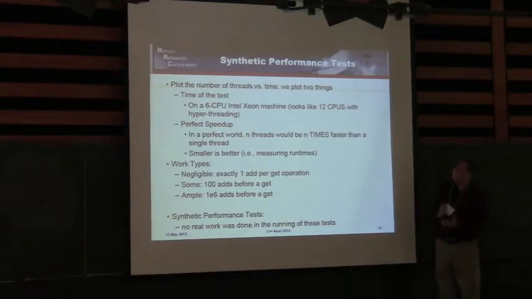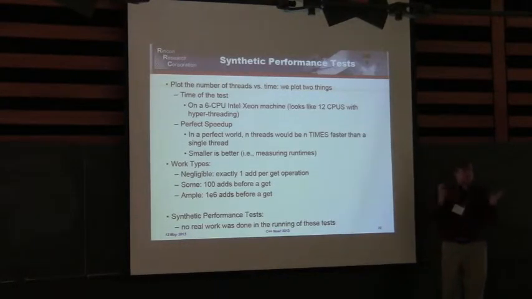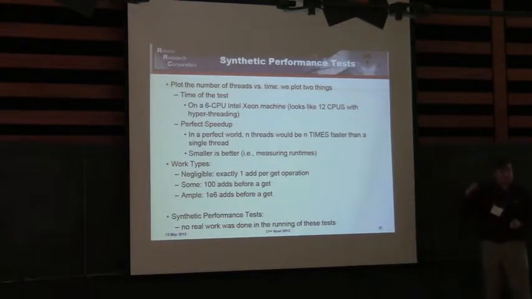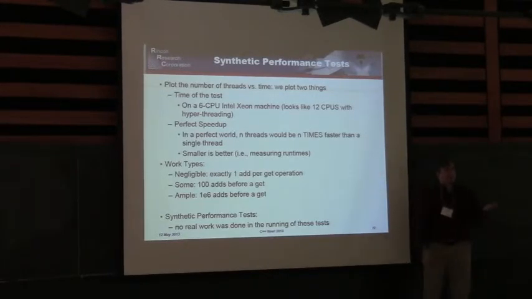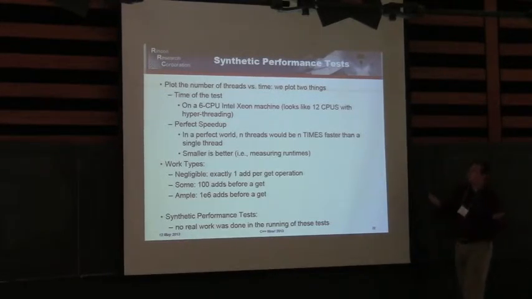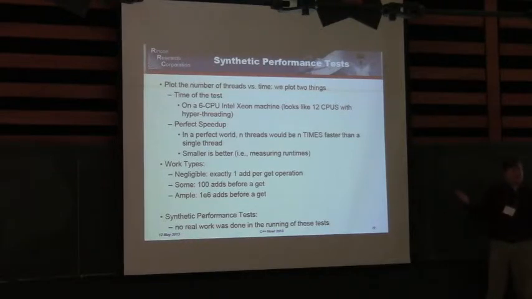We're running this on an Intel 6 CPU Xeon machine, and it looks like 12 CPUs because the machine is hyper-threaded. We'll talk a little bit more about this later on. And the other thing we put on the graph is a perfect speed-up line. In a perfect world, N threads would run N times faster.